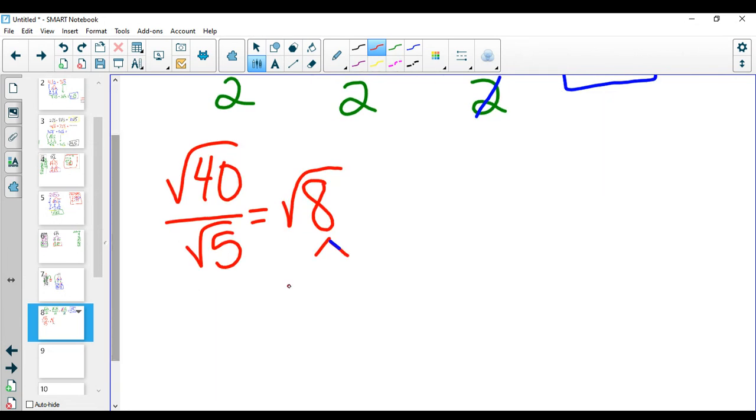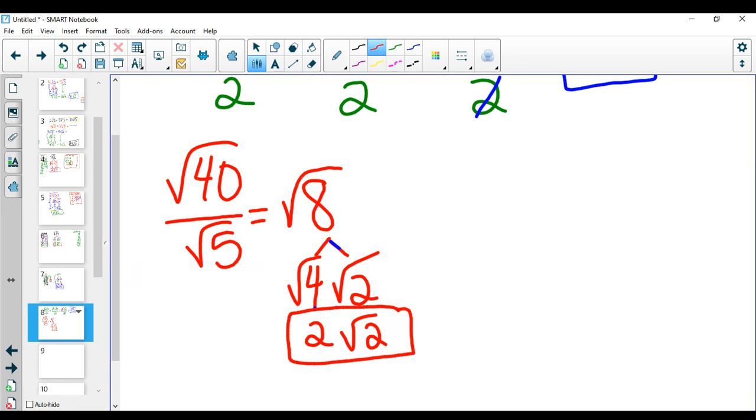So what perfect square number comes out of 8? It would be 4. And 4 times 2 gives you 8. 4 becomes 2. You bring down the other radical 2. So your answer is 2 radical 2 for radical 40 divided by radical 5. All right, and then the third model problem I'll do over here.